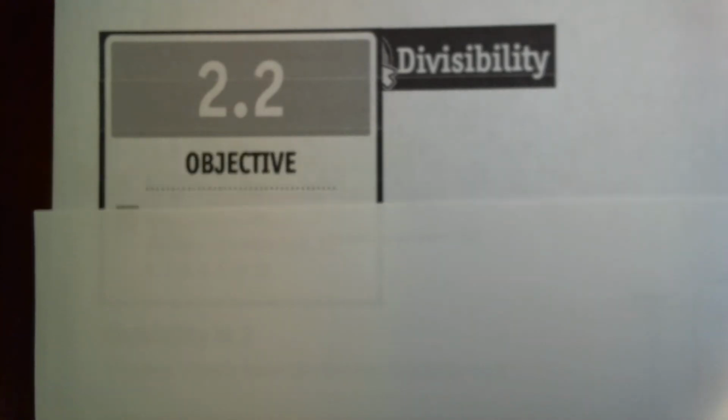Section 2.2 is about divisibility, and we have a very simple objective here, and that is to determine whether a number is divisible by 2, 3, 4, 5, 6, 8, 9, or 10. And to some extent, you're probably familiar with that idea already.